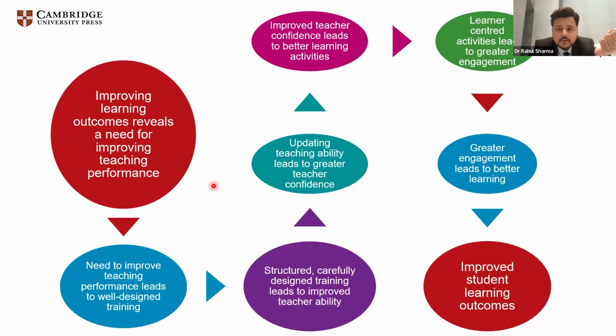This diagram shows how this is possible through the PD cycle, where improving learning outcomes is what I want. So I need to improve my teaching, structure myself, come regularly, update myself, improve my confidence, and bring in learner-centered activities. Greater engagement has to happen, and then finally my learning outcome increases. So to bring those developments in the kids, as teachers we have to develop ourselves like the way we are doing right now. We have to regularly upgrade ourselves.